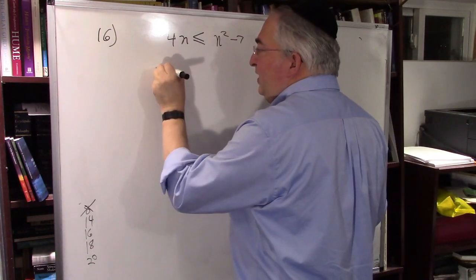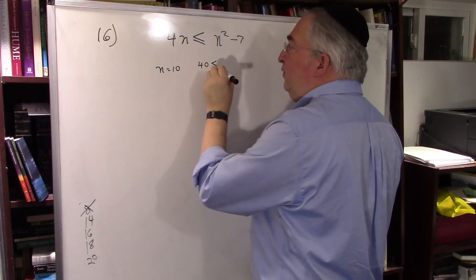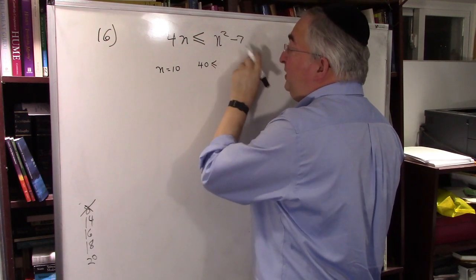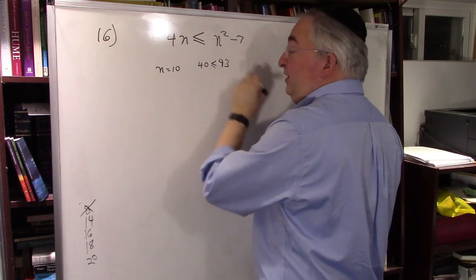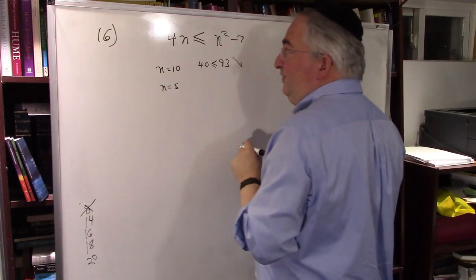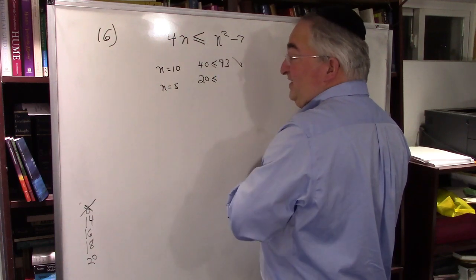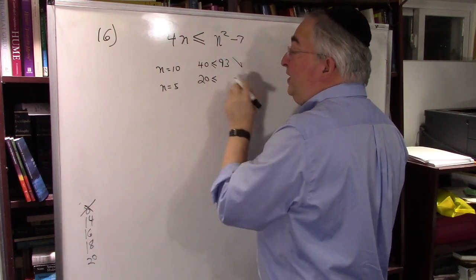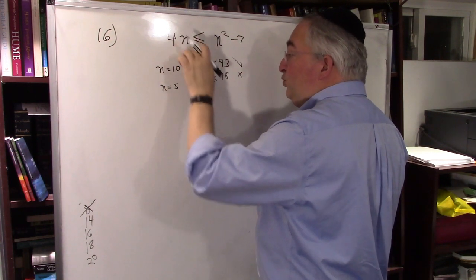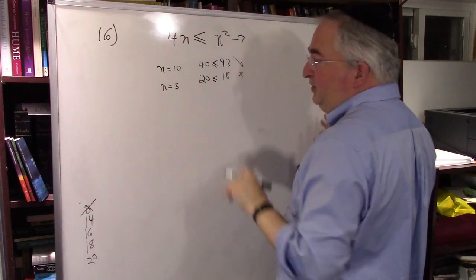Let's say n is equal to 10. Okay, so then we have 40 is less than or equal to 10 squared, which is 100, minus 7, which is 93. That is true. n is equal to 5. Let's see if that's true. This is going to be 20 is less than or equal to 25 minus 7. 25 minus 7 is 18. It's not true. Let's make sure we got that right. 4 times 5 is 20. 5 squared is 25. Minus 7 is 18. So it's not true. It's not true for 5.